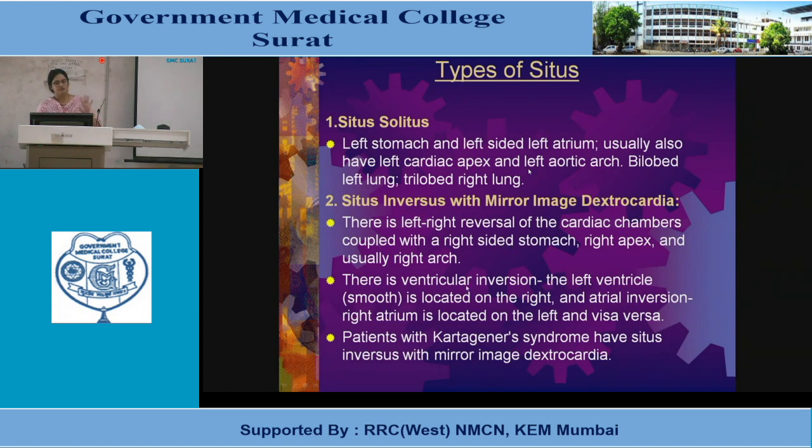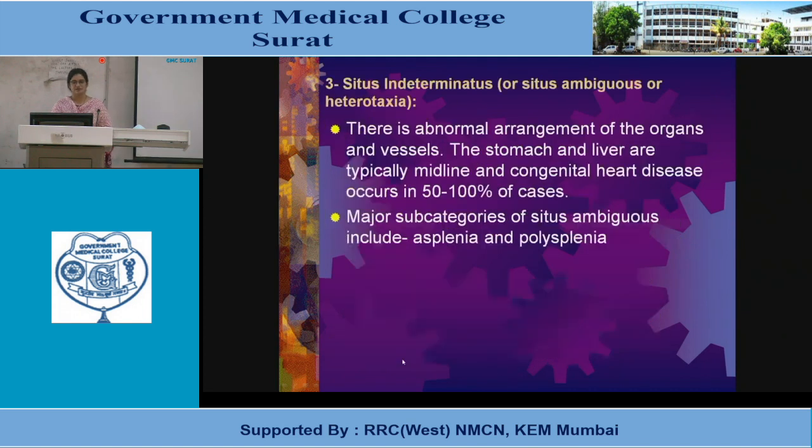There is ventricular inversion, the left ventricle, that is the smooth one, is located on the right side, and atrial inversion, the right atrium is located on the left and vice versa. Patients with Kartagener syndrome have situs inversus with mirror image dextrocardia. Now situs indeterminatus or situs ambiguous or heterotaxia. There is abnormal arrangement of the organs and vessels. The stomach and liver are typically midline, and congenital heart disease occurs in 50 to 100% of such cases. Major subcategories of situs ambiguous include asplenia and polysplenia.